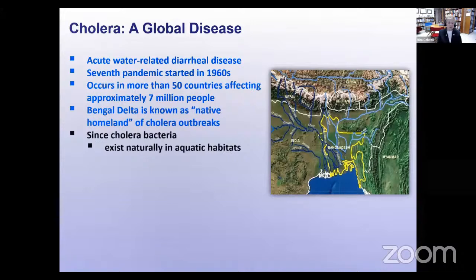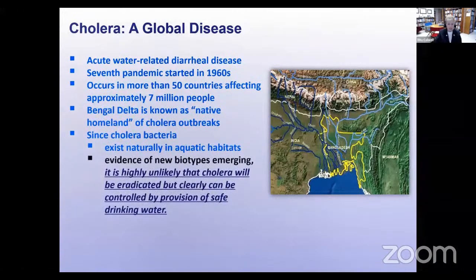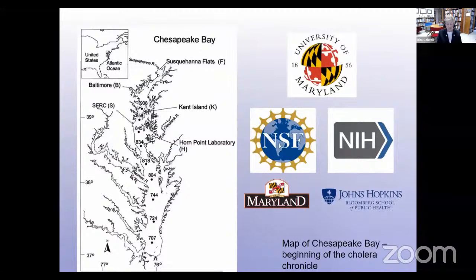The discovery that we made is that cholera bacteria are naturally occurring in the environment. They exist in the aquatic habitat, carrying out important functions of cycling carbon and nitrogen. And we have seen new biotypes emerging. So it's really unlikely that we can eradicate cholera, but we can control it. No question about that. Now, the early work that we did on cholera was in Maryland.